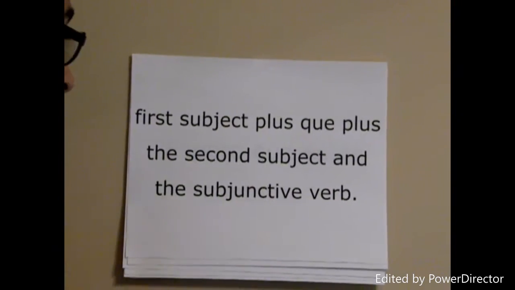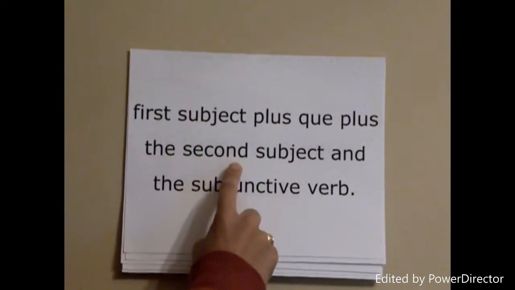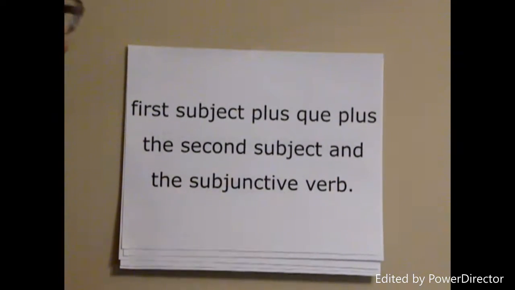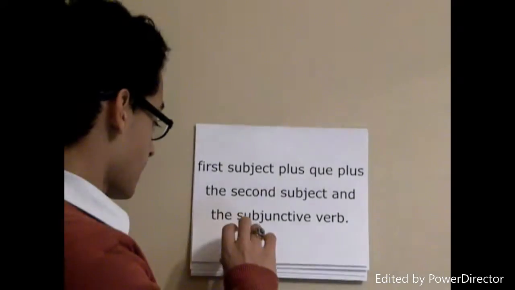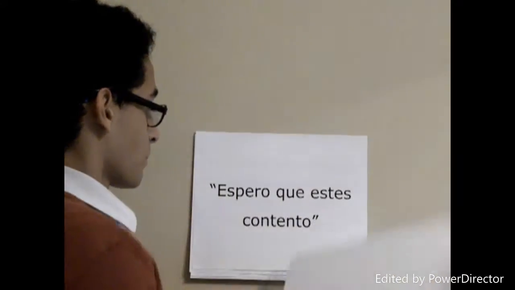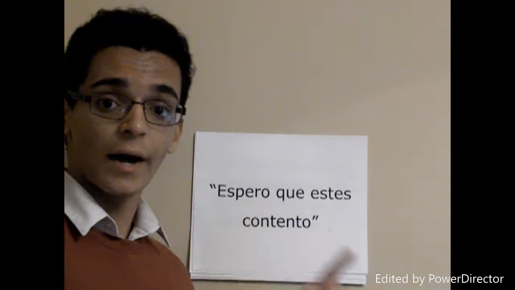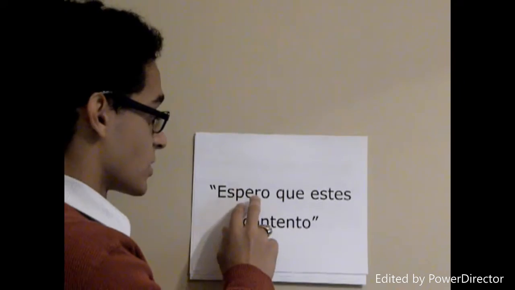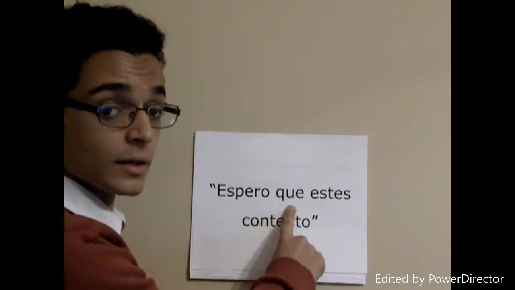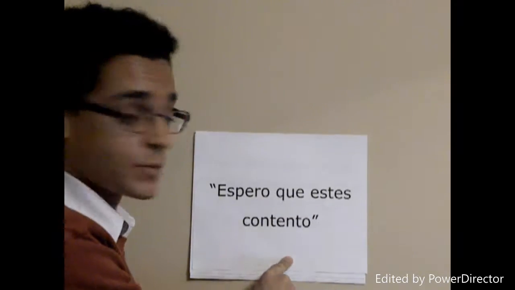The formula goes: first subject plus que plus the second subject and the second subject verb. Now here's an example of this. Espero que estés contento. I hope that you are happy. Here we have I hope, which is the subject, that, que, estés contento, you are happy, our second subject and verb.